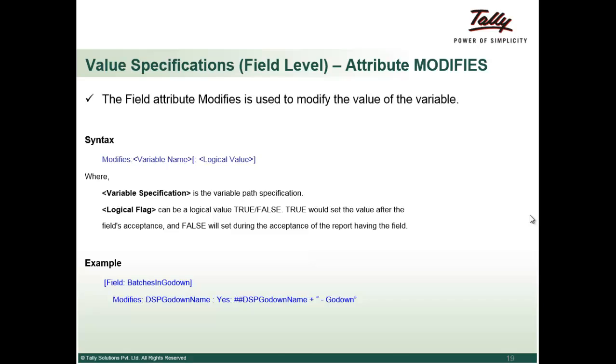Next we will see the field level attribute called modifies. You use the modifies attribute whenever you want to modify the value of a variable with the value of the field. That is, whatever value you enter in a field, if you want to put that value into the variable, then we use the modifies attribute. The syntax is modifies colon variable name and an optional logical value. When the logical value is true, the variable is set to the value of the field after the field's acceptance. If it is false, or if you have not given any second parameter, then the value of the variable is set after the acceptance of the report. This is why we give yes or no here. We will now see how modifies works.